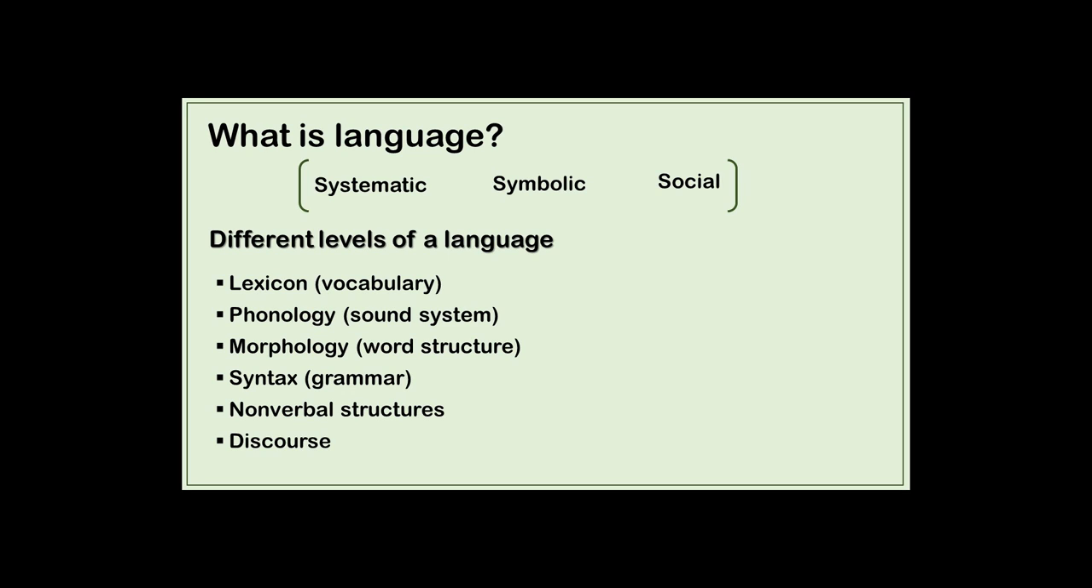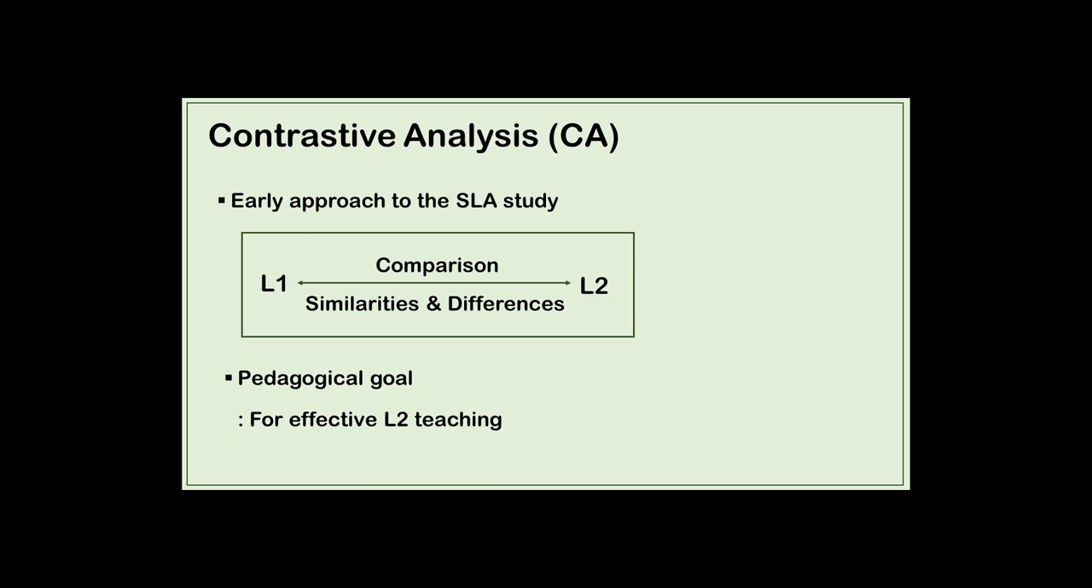Non-verbal structures are facial expressions and body gestures. Lastly, discourse is connected sentences which tell stories. Moving on to the early approaches to SLA, let's begin with Contrastive Analysis (CA). CA was established during the 1960s in the field of SLA, and it is an early linguistic approach to SLA. CA highlights the influence of L1 on L2.